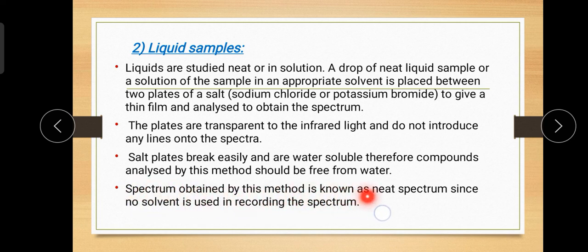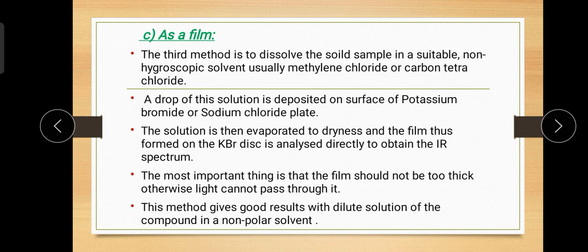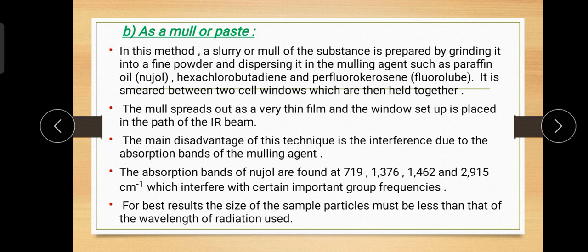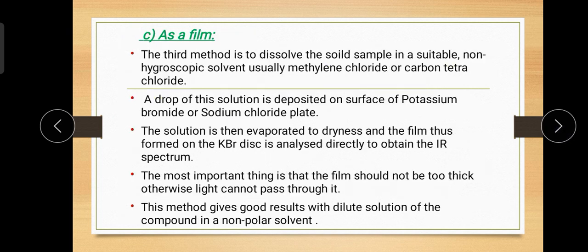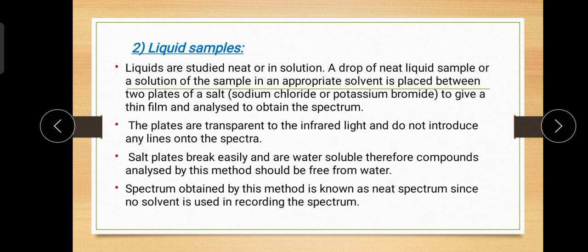The spectrum obtained by this method is known as a neat spectrum, since no solvent is used in recording the spectrum. That means in this method we are not using any solvent, like methylene chloride or carbon tetrachloride, or a mulling agent like Nujol or hexachlorobutadiene. Here we use only the two plates of salt. So this is a very beneficial method to get the proper IR spectrum of the given sample.